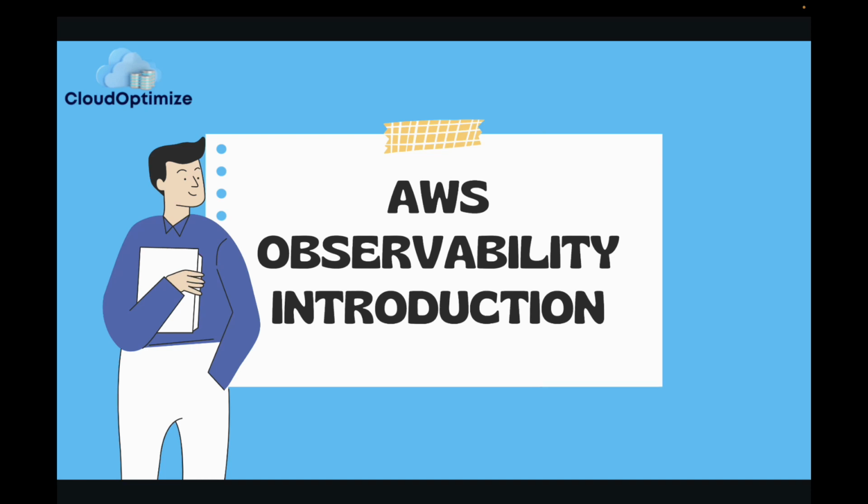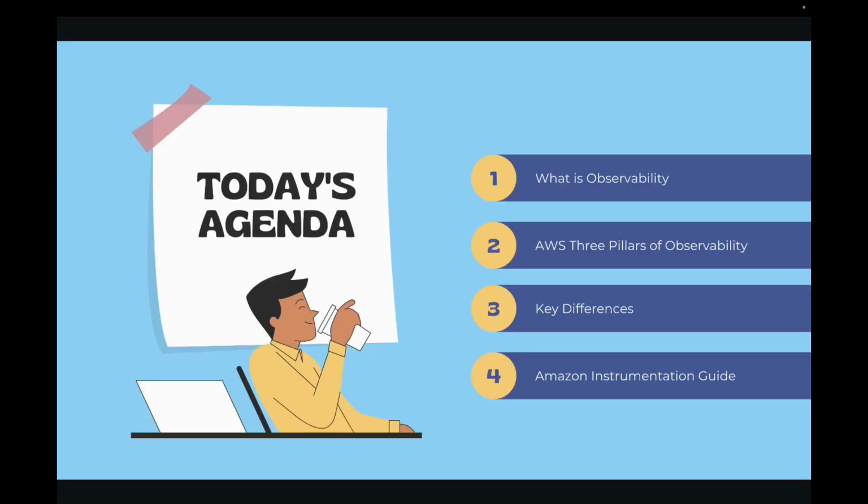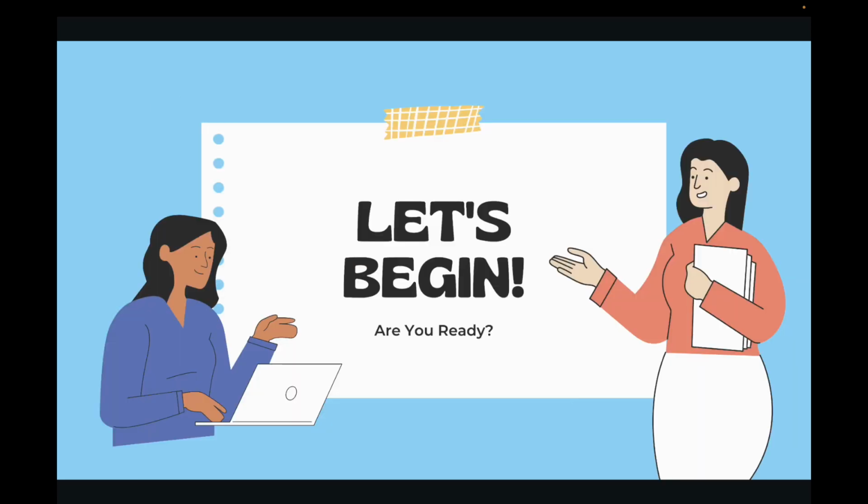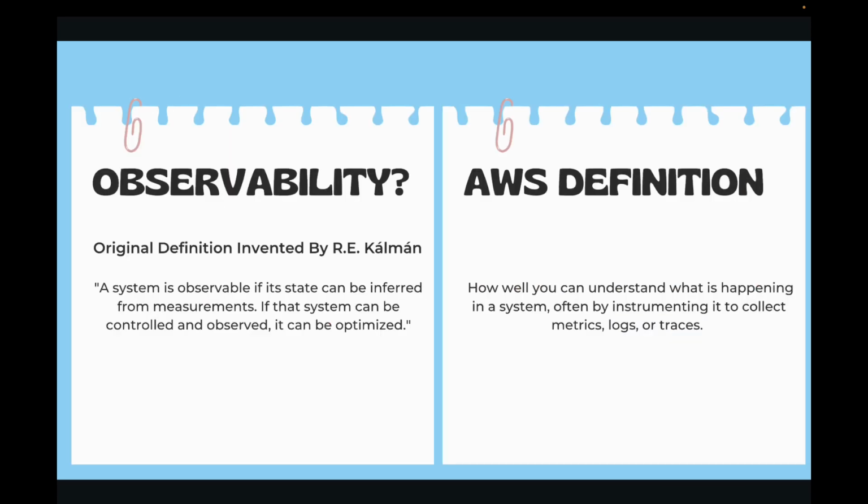Today's session is about giving you an introduction to AWS Observability. So we're going to learn what AWS Observability is, and let's look at the agenda for today. What is observability, obviously, then the AWS three pillars of observability, the key differences, and finally I'm going to share the resource which is critical for any architect to read and understand. This is really the Amazon instrumentation guide. So let's go ahead and get started.